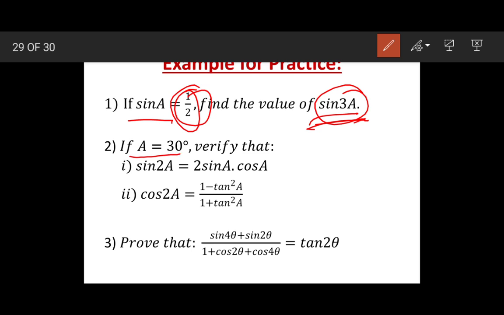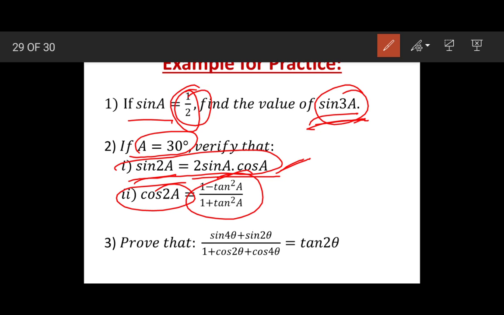The second sum: if A is given as 30 degrees, then verify that sin 2A is equal to this. It is already a formula of sin 2 theta, right? Sin 2 theta is 2 sin theta into cos theta, and cos 2A is equal to this. This is also a formula, cos 2 theta in terms of tan theta. The formula is 1 minus tan square theta upon 1 plus tan square theta.